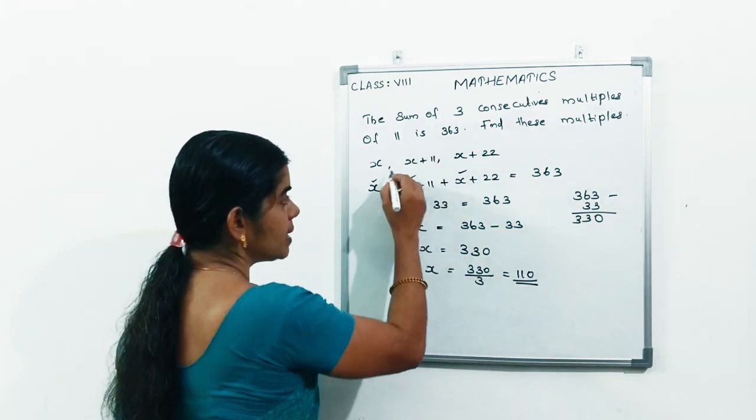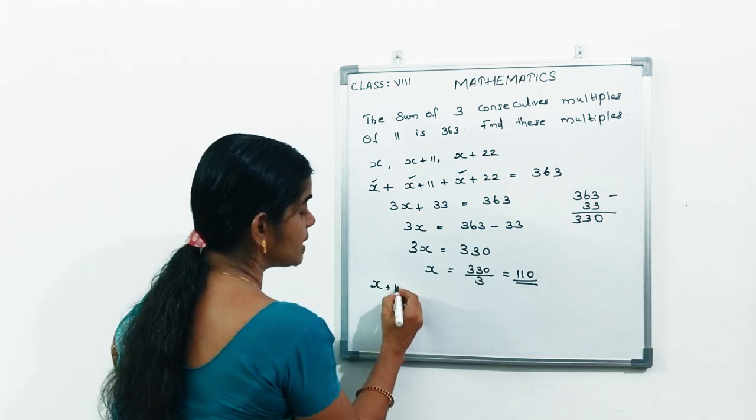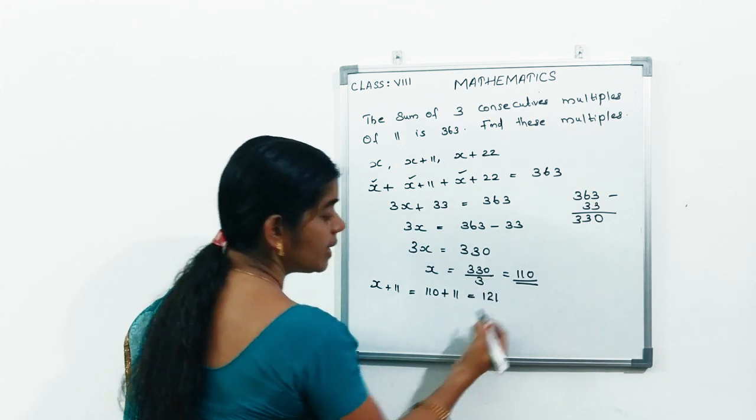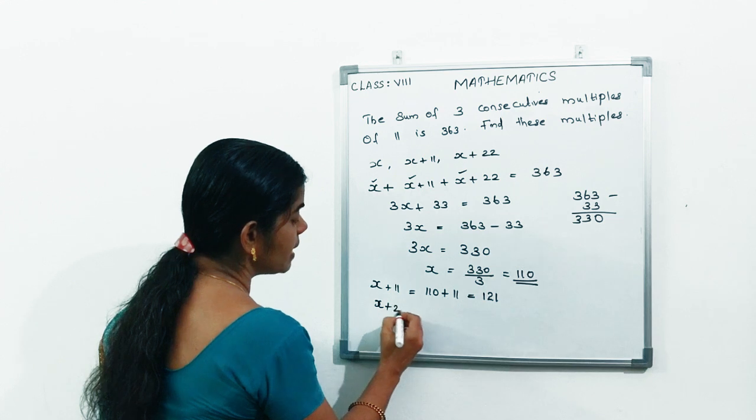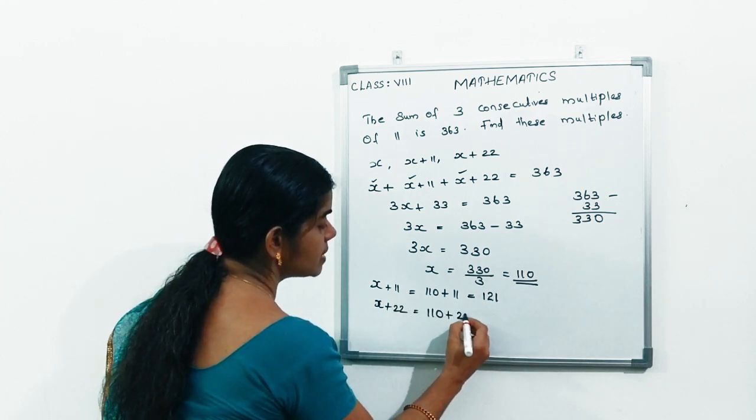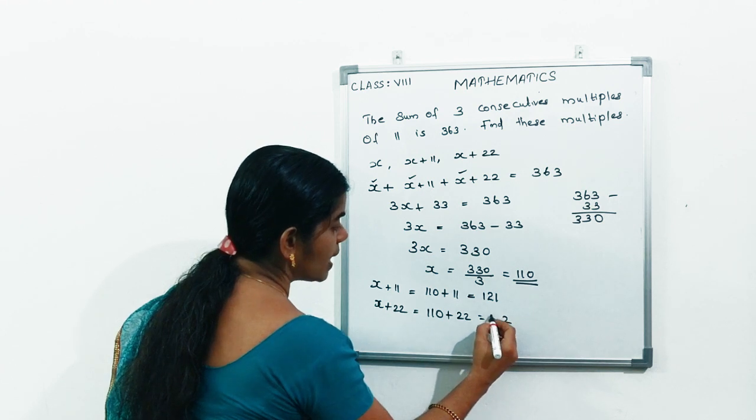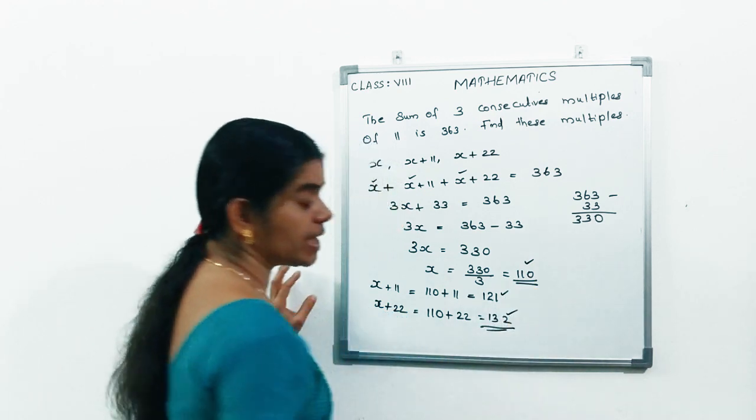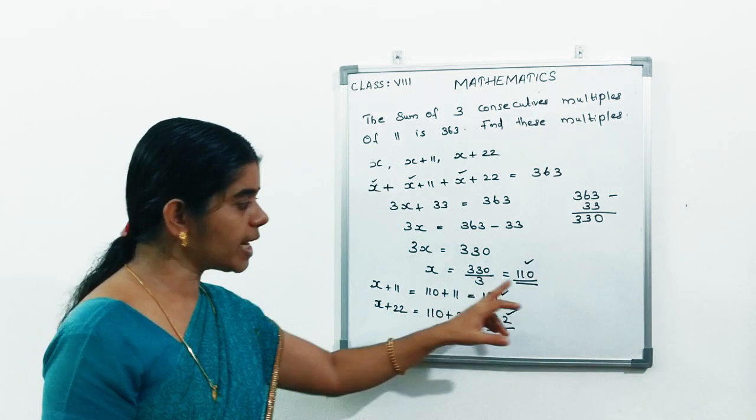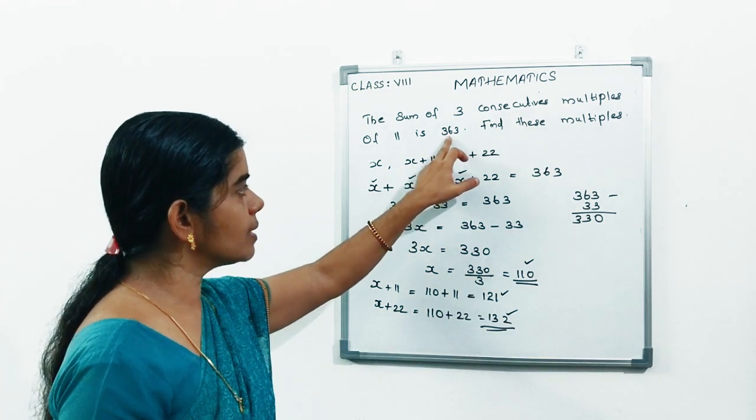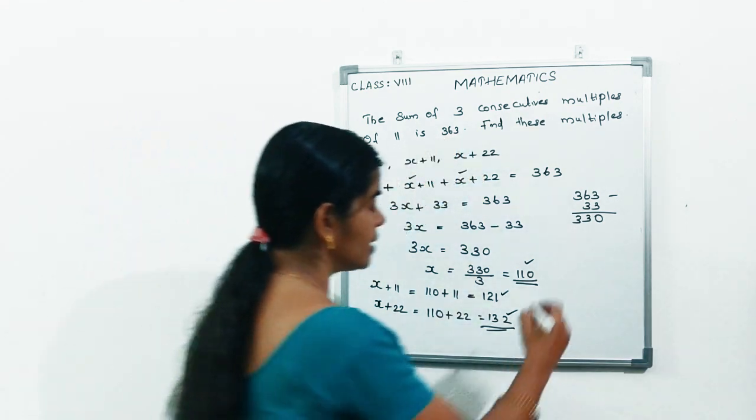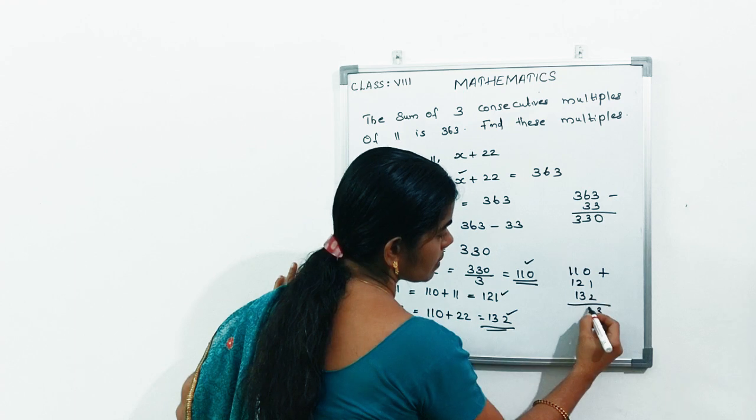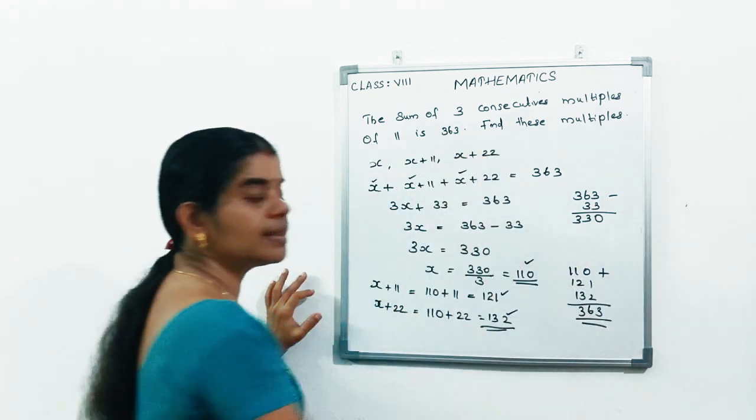We took the first as x only, so we got 110. Then what will be x plus 11? 110 plus 11 is equal to 121. The next multiple will be x plus 22, then 110 plus 22 is equal to 132. These are the three multiples: 110, 121 and 132. Then we can check whether, after adding these three multiples, we get 363 or not. Just check 110 plus 121 plus 132. Then you get 363. Therefore, our answer is correct.